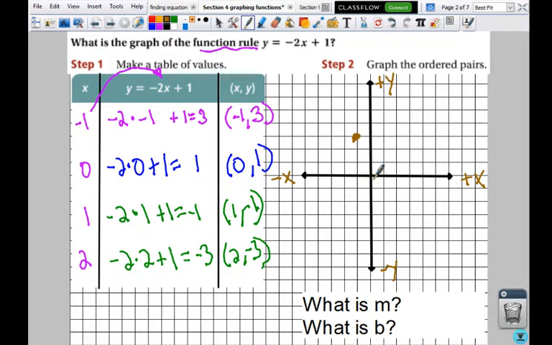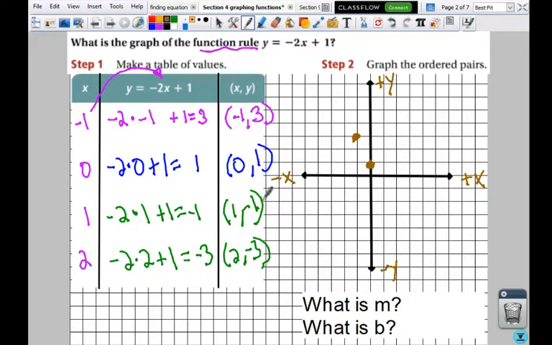I have 0, 1 for my next one. So I'm going to start in the middle. And because x is 0, I'm not going to go left or right at all. I'm going to stay in the middle. And then y is 1, so I'm going up 1. So whenever it's 0, you don't move at all, either left or right or up or down. So 0, 1 means I didn't move at all, left or right, but then I went up 1.